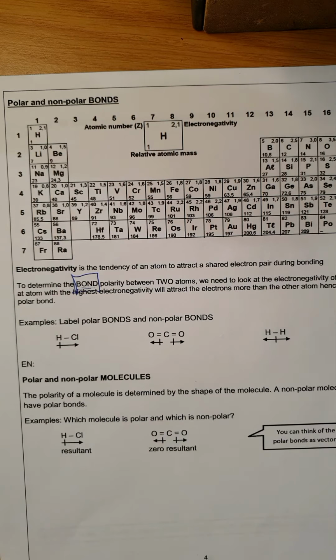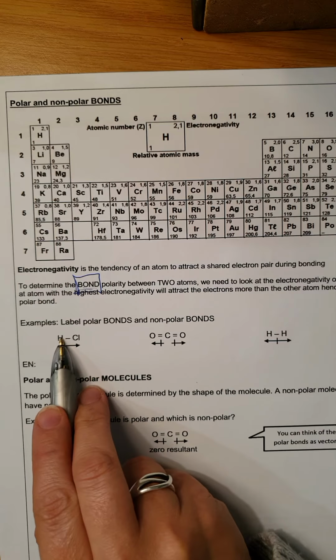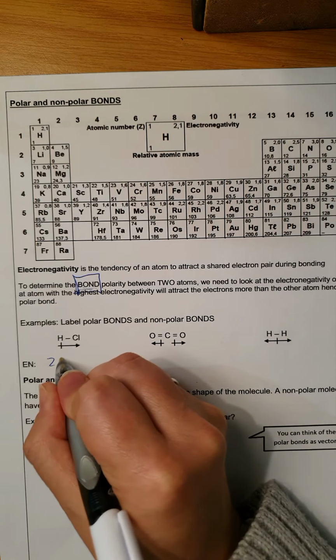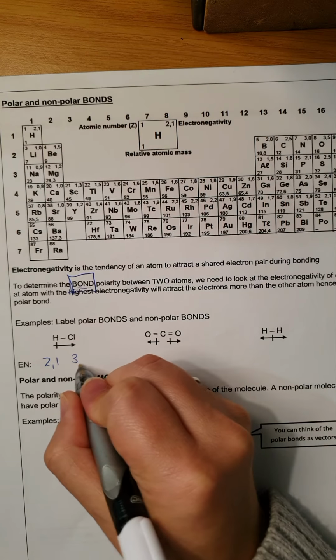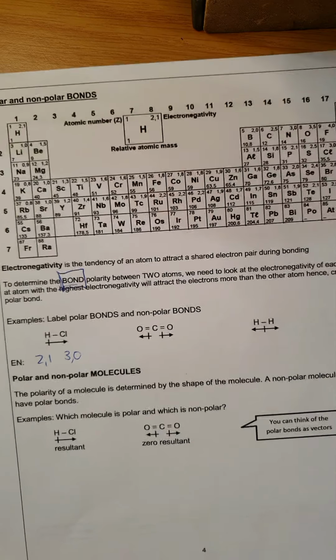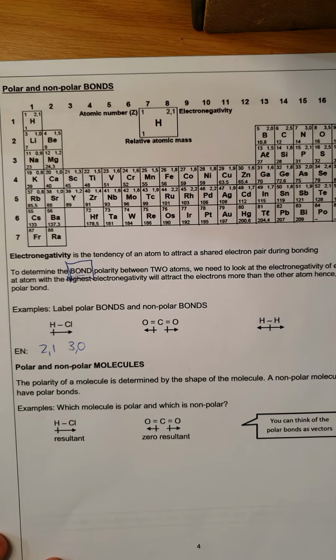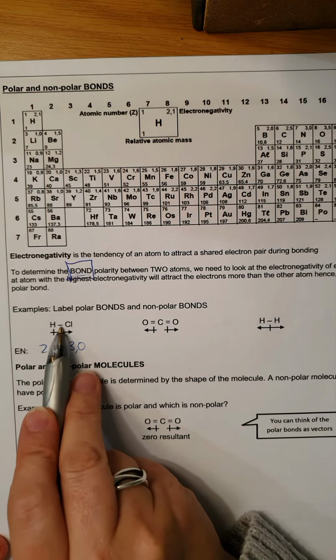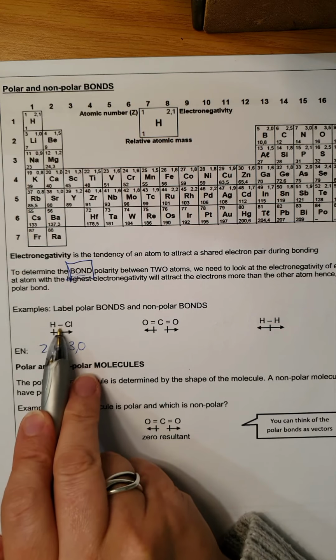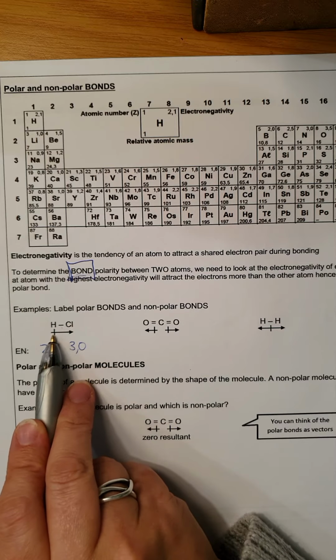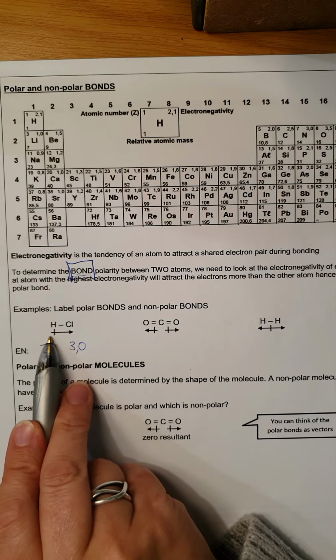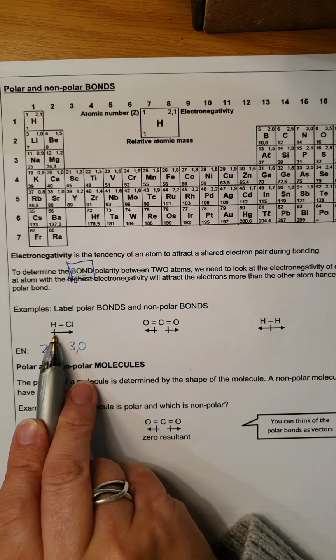So how does this work? If we take a look at hydrogen, it's got a 2.1 electronegativity. Chlorine has a 3.0 electronegativity. That means that chlorine pulls the shared electrons closer to it. And what this does is that it turns this side more positive. Now you can have a look here.